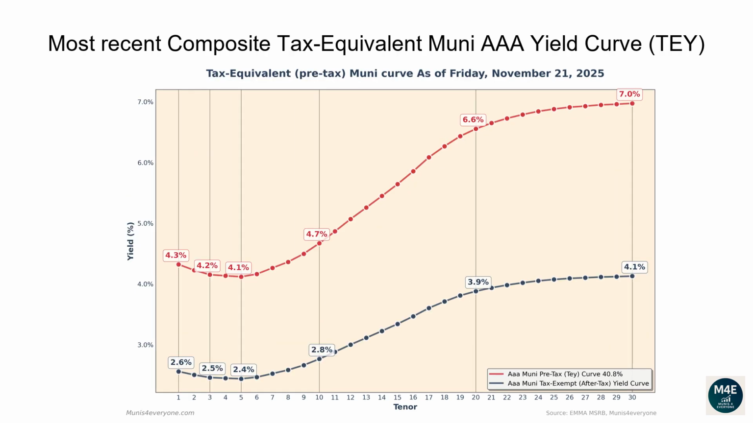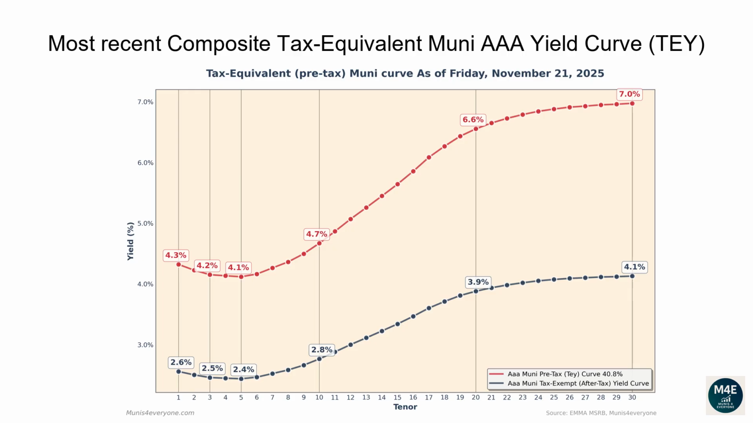Let's now go over the most recent composite tax-equivalent Muni AAA yield curve. The following graph shows, in red, the tax-exempt after-tax Muni yield curve, versus in blue its tax-equivalent pre-tax version assuming a 40.8% top tax bracket as of November 21, 2025. Why would you care to see the tax-equivalent version of the Muni yield curve? More on this later. Let's first go over the pre-tax, aka tax-equivalent yield curve.